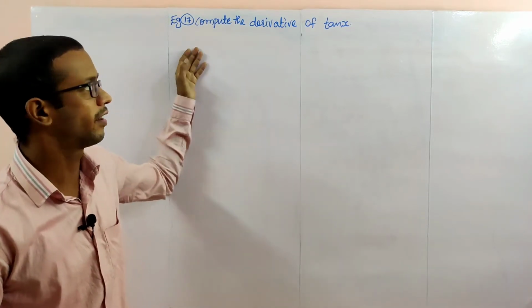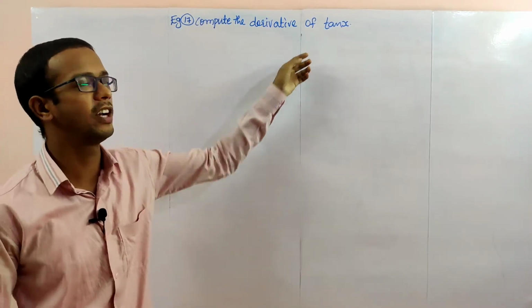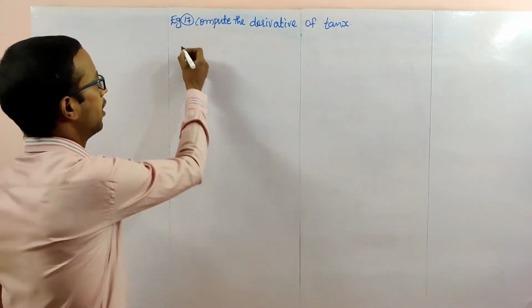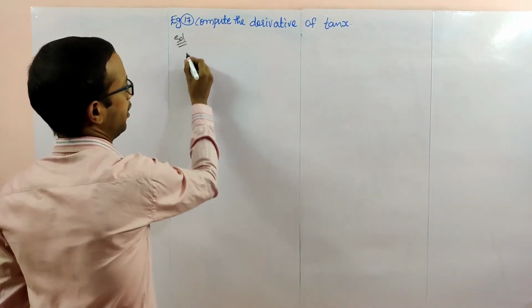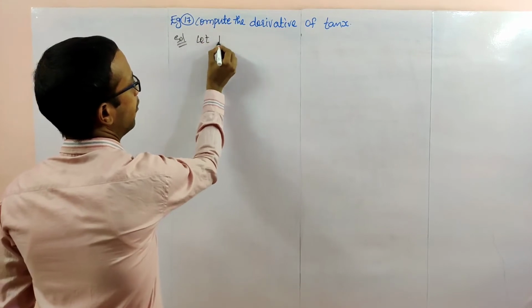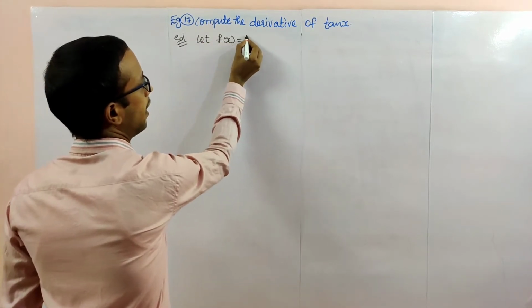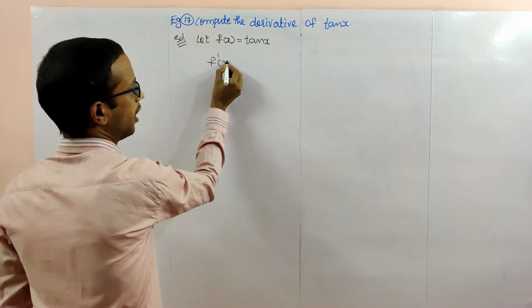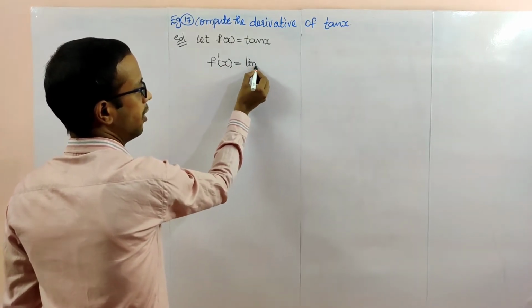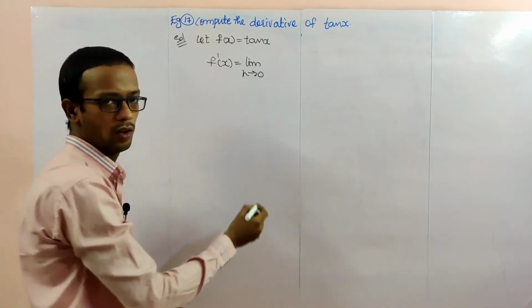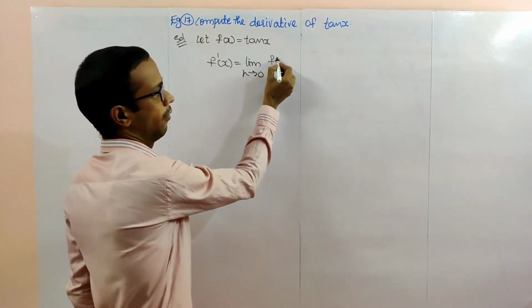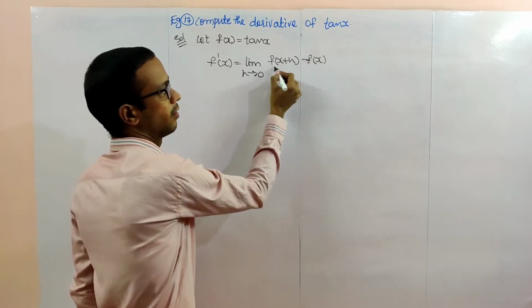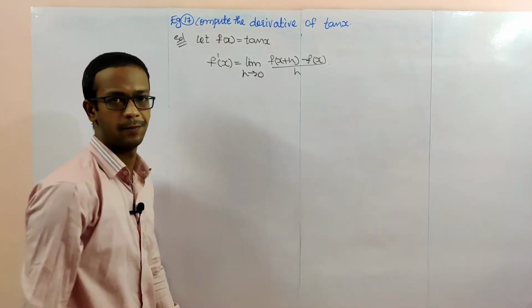Next, one more example. Compute the derivative of tan x. Previously we discussed sin x. In a similar way, we have to find the derivative of tan x. So let f of x be equal to tan x. What is the formula for the derivative? The derivative of f of x is the limit as h tends to 0, by the first principle of derivative, of f of x plus h minus f of x, divided by h.